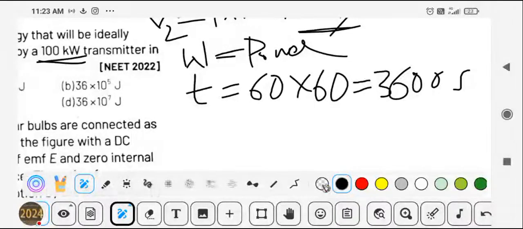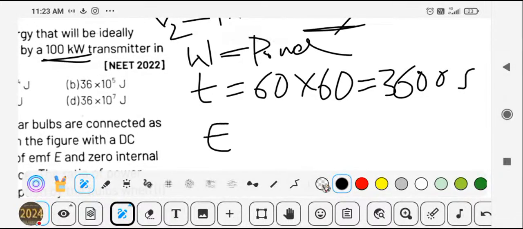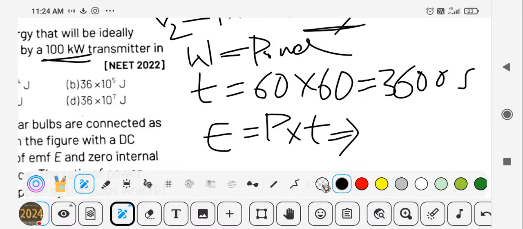If it is so, they are asking for the energy. Energy, that is heat energy, can be written as P into T, power multiplied by T. So they are given 100 into 10 power 3, that is the K value, into time 3600.